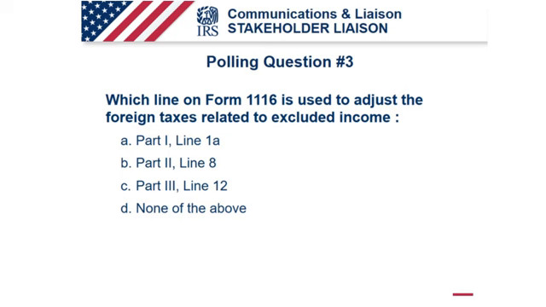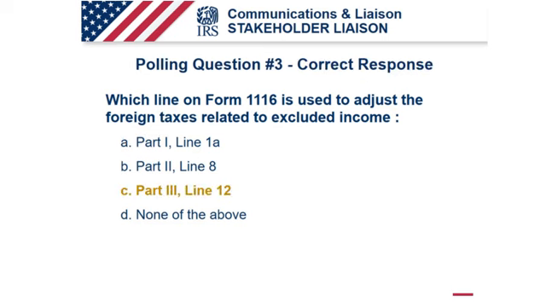Right, we are going to stop the polling. We'll share the correct answer with you on the next slide. And you should be able to see the correct response was C. So Part 3, line 12, reduction in foreign taxes. Give me 1 second and we'll see how we did on that one.